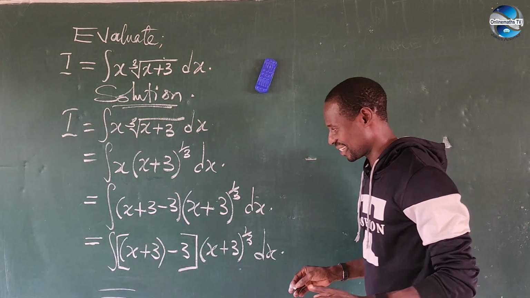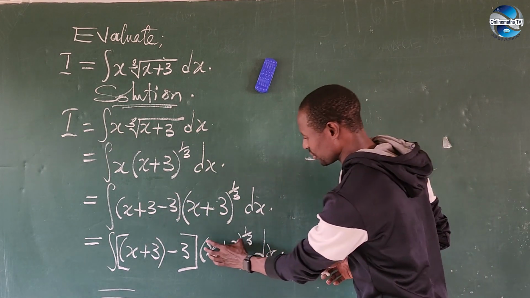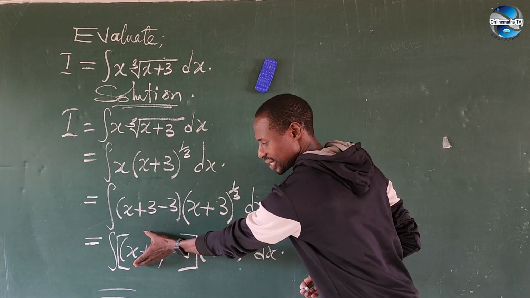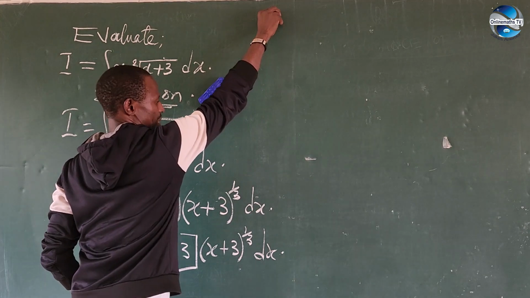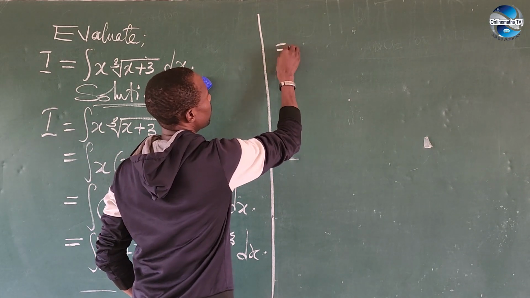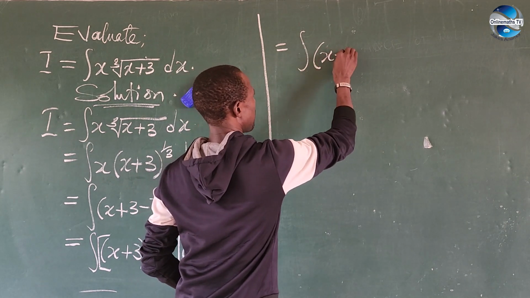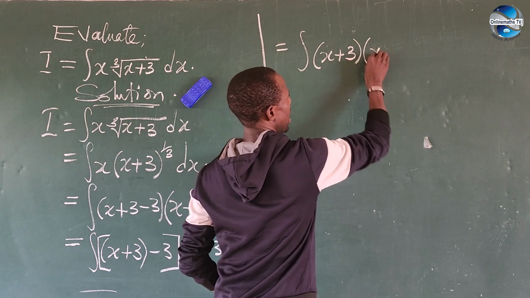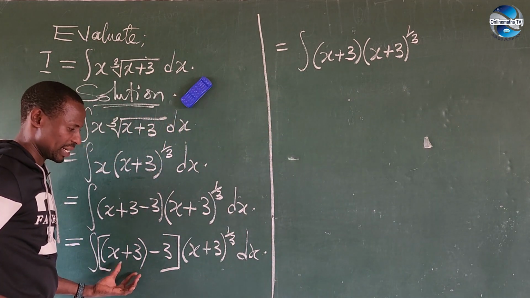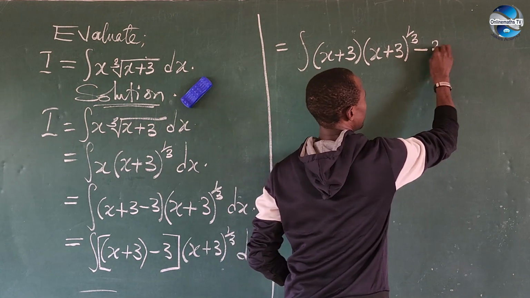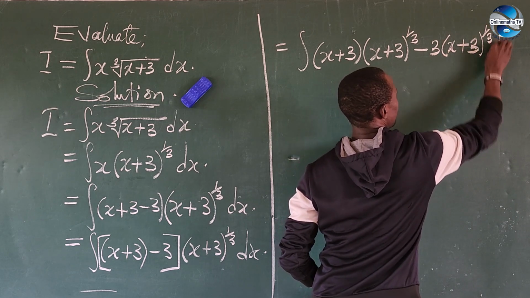This has not really changed anything, because if I open this up, it will give me this back. So what I will do next is use this quantity here to open this, keeping this aside. If I use this to open everything here, this will now be equal to my integral: using this to multiply this will give us (x plus 3) times (x plus 3) all to the power of 1 over 3. Then this multiplied by this will give minus 3 times (x plus 3) all to the power of 1 over 3, dx.